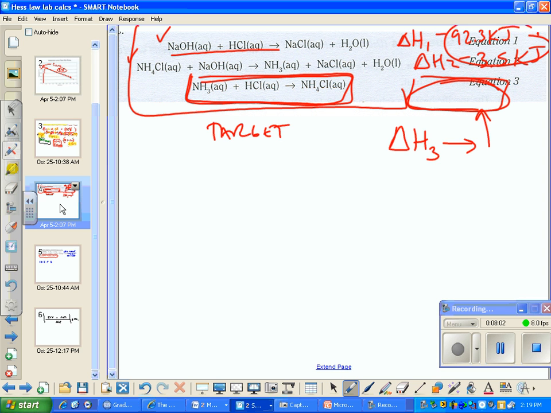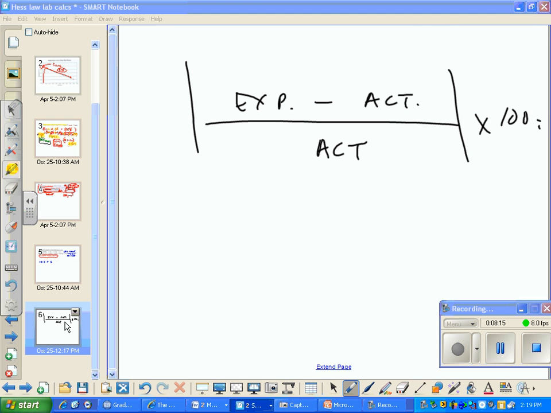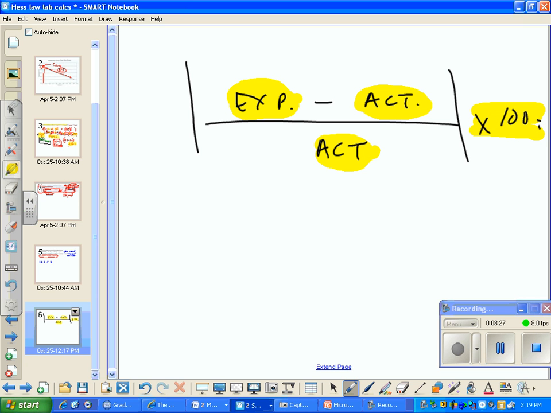Then you should write out Hess's law like this, cancel it, orient this so you equal this last reaction, and add the 2 together and see how close it is to the actual value. Actually, you can do percent error because your actual will be reaction 3, which you calculated. Your experimental would be when you add 1 and 2 together after you get them to cancel, and then times 100. That's how you calculate the percent error.